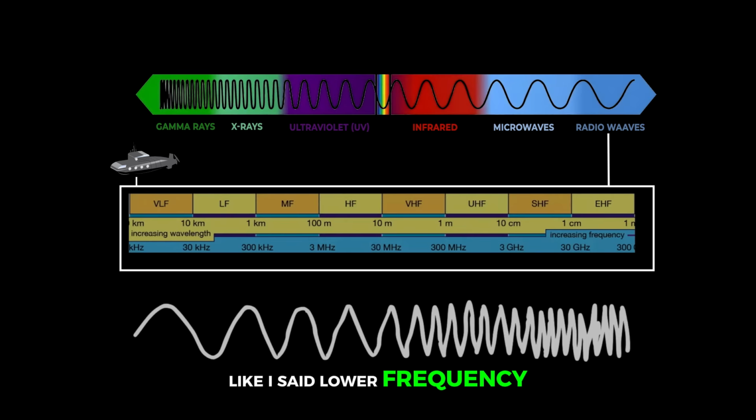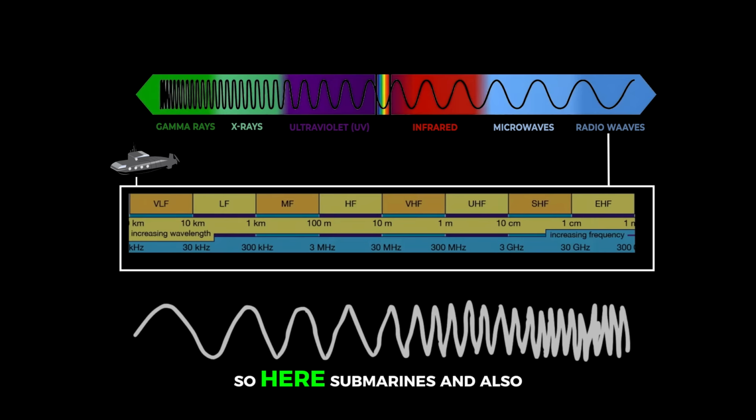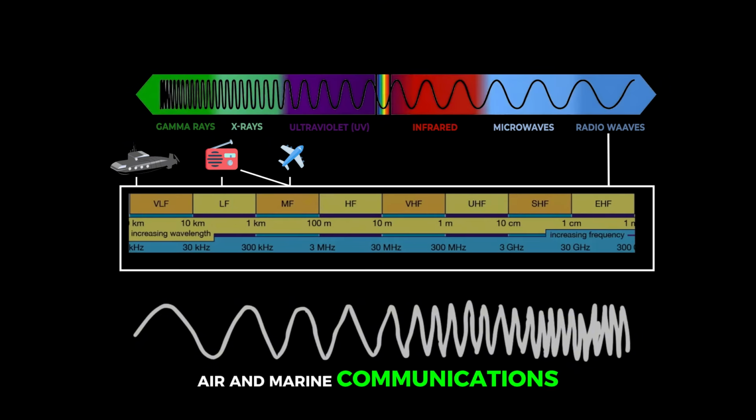Like I said, lower frequency equals longer wavelength equals better at penetrating obstacles and perfect for underwater communication. So here, submarines. And also in some European countries, they use LF for radio broadcasting, but rarely. Then MF, used in AM radio, and also a bit for air and marine communications.